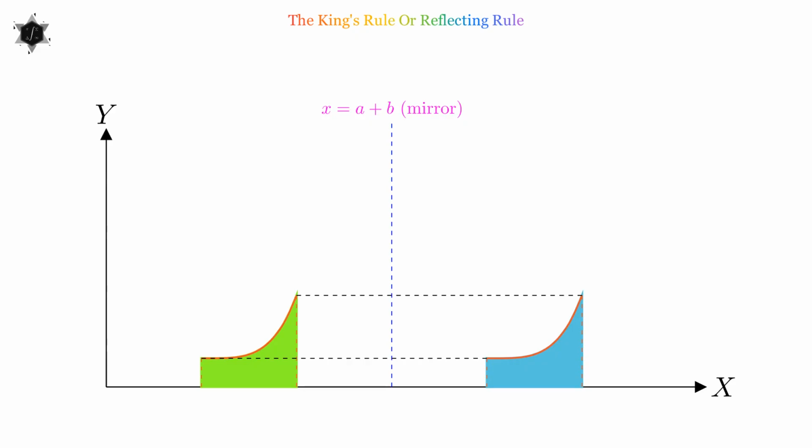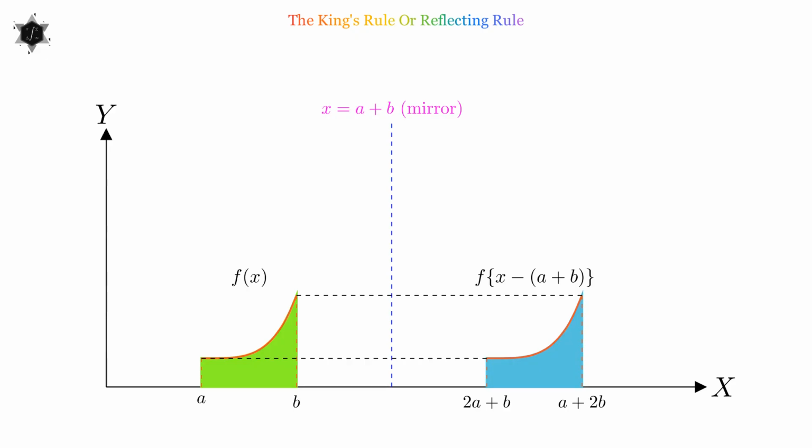Let's draw dashed guidelines connecting the matching points on both curves, and mark the vertical line at x equals a plus b, which will act as our mirror. Finally, let's label the key points on the x-axis, along with the two functions, f of x on the left, and f of x minus a plus b on the right.